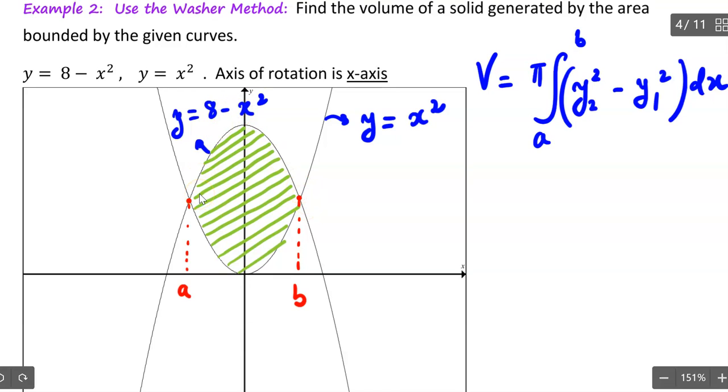Which one is the upper function in this case? Place your eyes within this green area that we just shaded, or draw your element, which is the vertical element. In the vertical element right here, obviously this is your y2 and this is your y1. Your upper function is the parabola that opens down, and the lower function is the parabola that opens up.